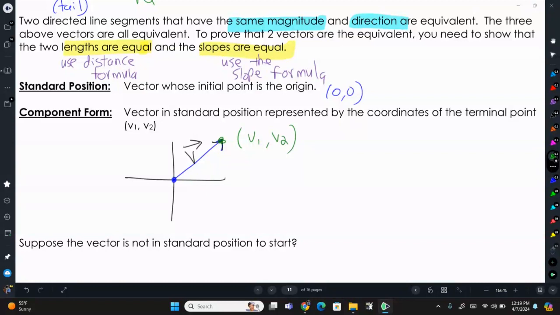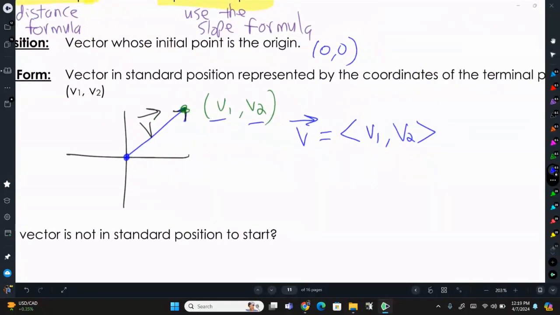But the component form of a vector uses these coordinates, but in a different notation. We use these symbols to notate that it is a vector. That tells us that this vector is starting at the origin and goes to or through that point. And we don't want to use parentheses there because parentheses just tell us that there's a point there, not that the vector starts at the origin and then goes in that direction.